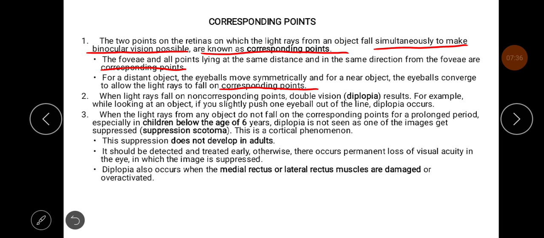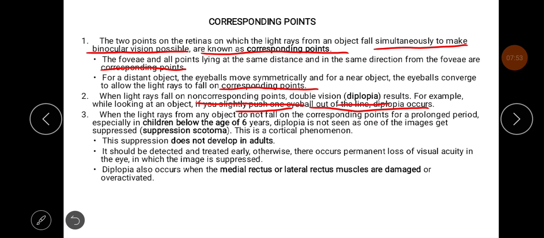When the light rays fall on non-corresponding points, double vision, that is diplopia, occurs. For example, while looking at an object, if you slightly push one eyeball out of the line, diplopia occurs. You must have observed that.